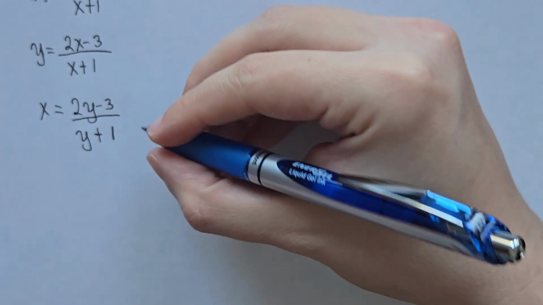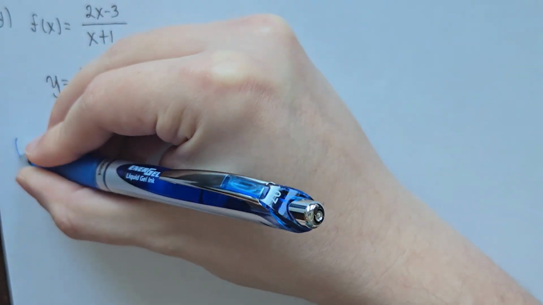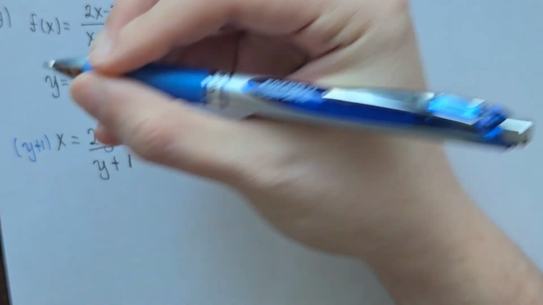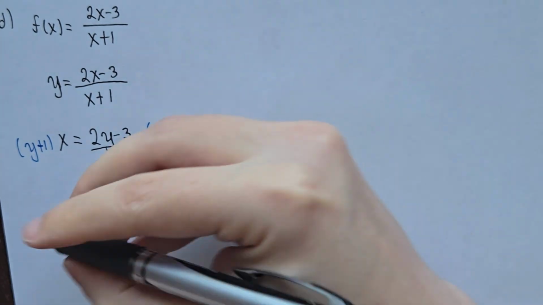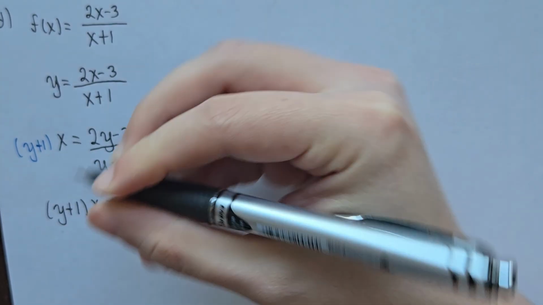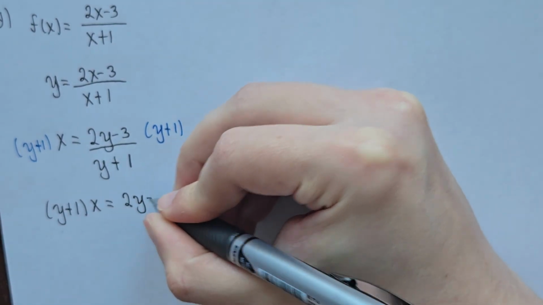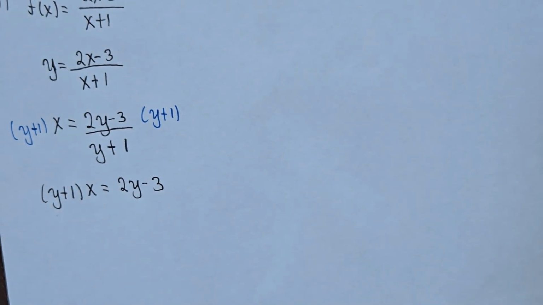Now, what I see here is that if I multiply this side by y plus 1, and I also have to multiply this side by y plus 1 if I choose to do that, that y plus 1 over y plus 1 is going to cancel out, and then I'll be left with y plus 1 times x is equal to 2y minus 3. That's a good step because it immediately clears my y's out of the denominator, and now I just have to work at maybe getting all of my y's on one side. So that's probably what I'll work towards next.